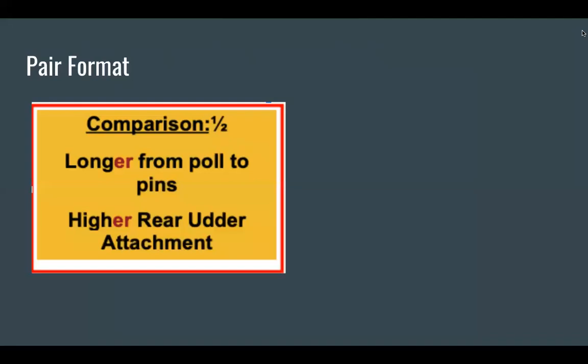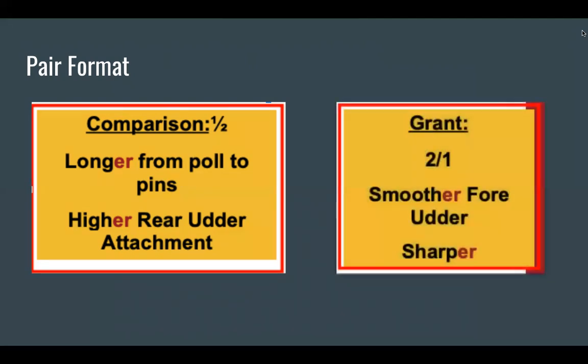So comparison, 1 over 2. 1 is longer from the pole to her pins. 1 has a higher rear udder attachment. And then your grant, 2 over 1. I recognize that 2 has a smoother fore udder. I recognize that 2 is sharper over her pins.